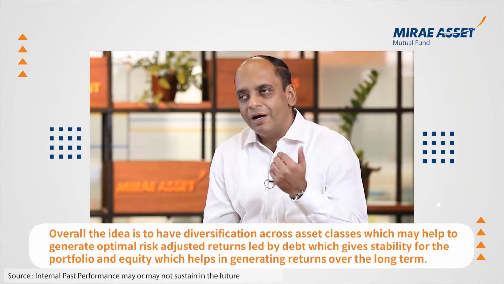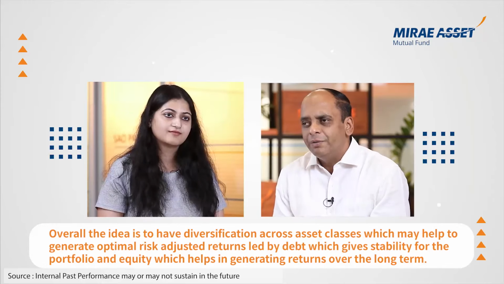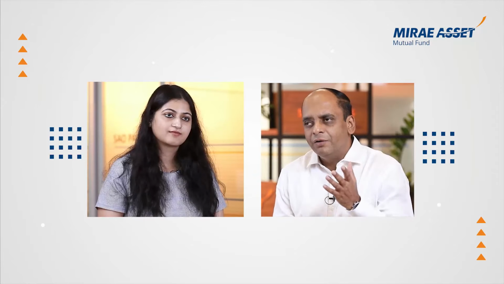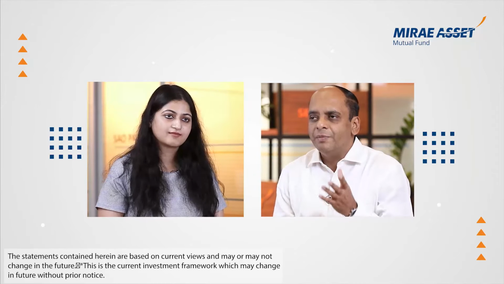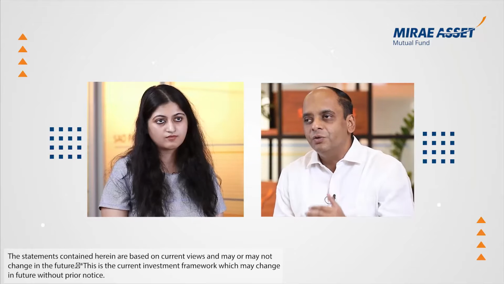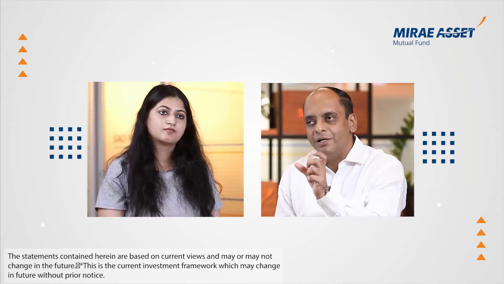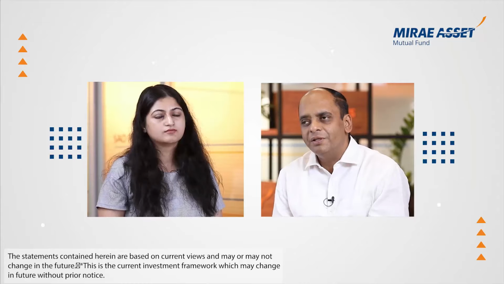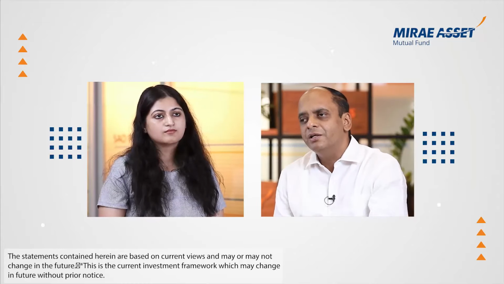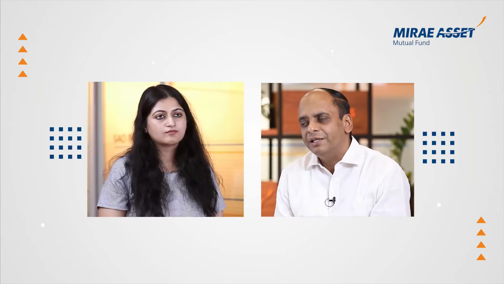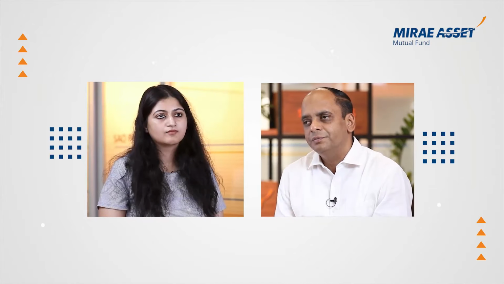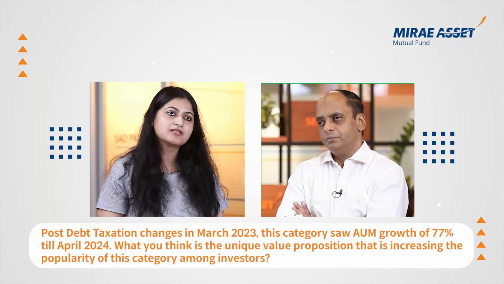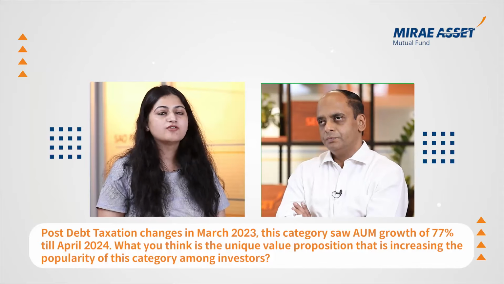Typically, in our equity savings fund, we have roughly a third allocation to each. Let's say equity can be 40% plus or minus 5%. Arbitrage, because this has equity taxation, we need to have at least 65% equity plus arbitrage. So if you have 40% pure equity, then 65 minus 40, which is 25, will be the arbitrage position, and the rest 35 will be debt position. So in a nutshell, equity savings is nothing but a combination of these 3 asset classes. Post the debt taxation changes in March 2023, the equity savings fund category saw an AUM growth of around 77%.